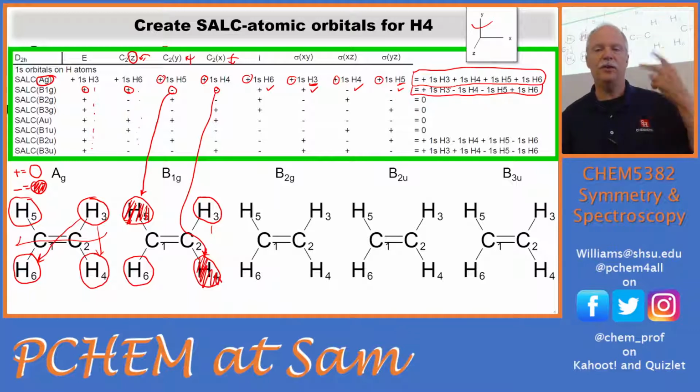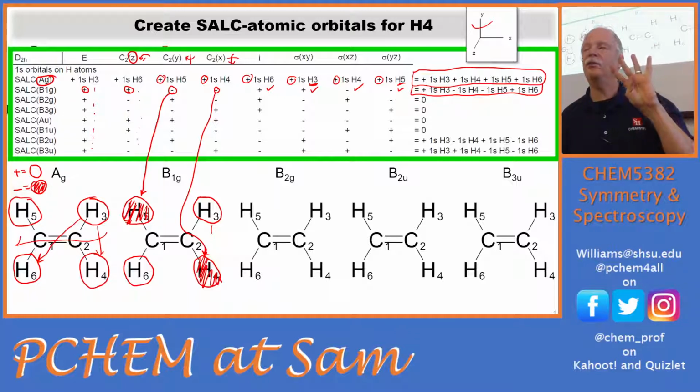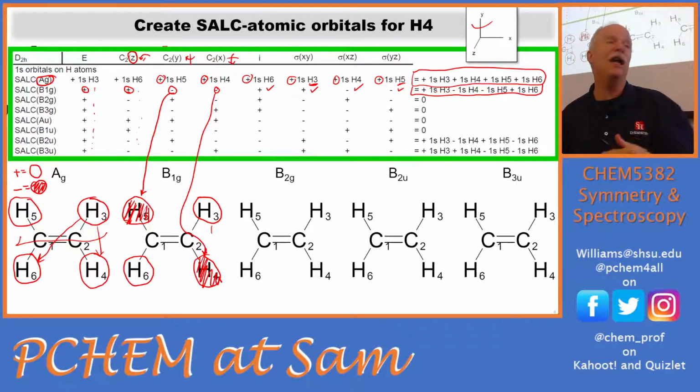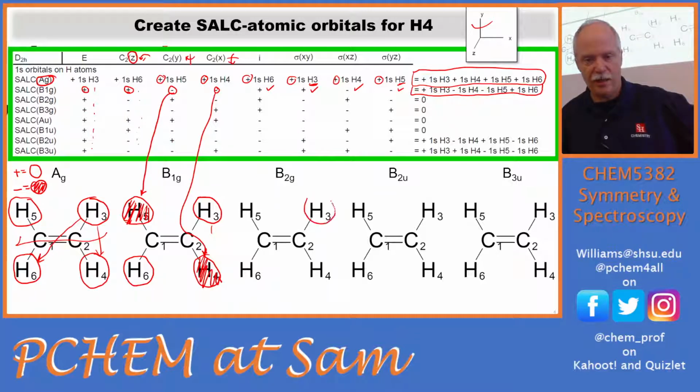Okay. So of our 4 hydrogen 1s orbitals, we found 2 symmetry adapted linear combinations. So we're going to have 4 total. Even though this table has 8 rows, only 4 of them are going to be non-zero. So let's look at one that cancels out. So B2G. So we do the E on H3. It's unshaded, plus 1. The H6 is shaded, though, because of this negative sign here.